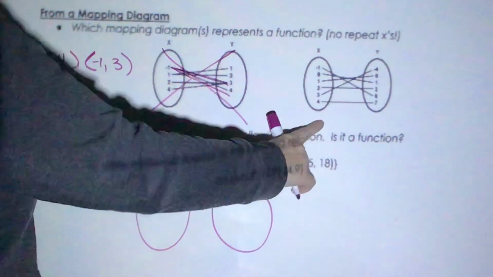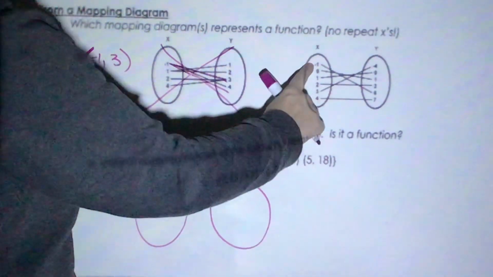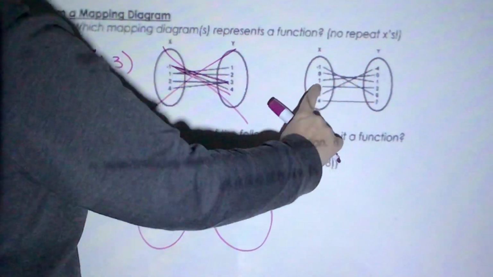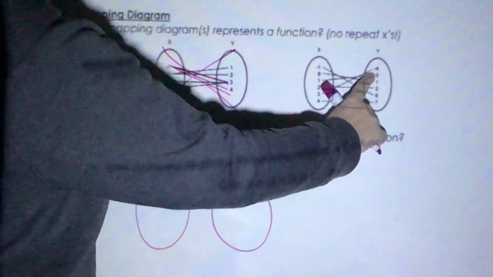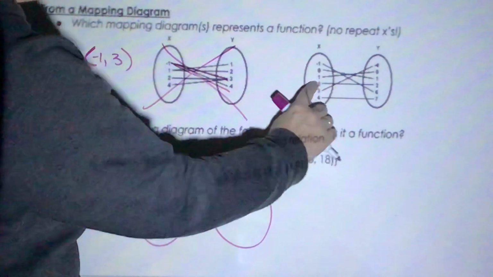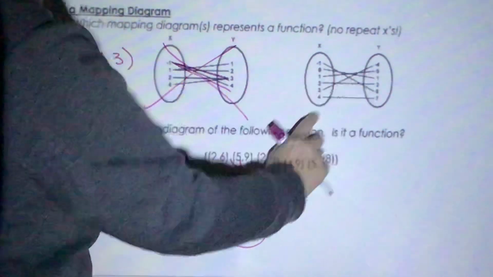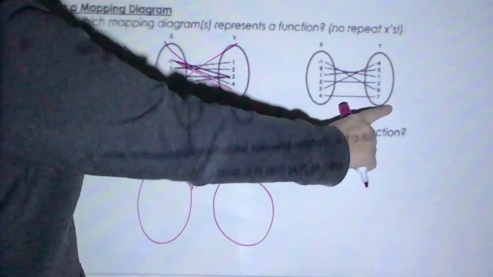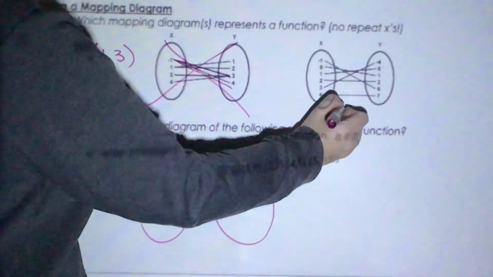If we go to the next mapping diagram, -1 became 6, 0 became 1, 1 became 0, 2 became 2, 3 became -4, and 4 became 1. None of these x's went to more than one thing over here. So this is a function.